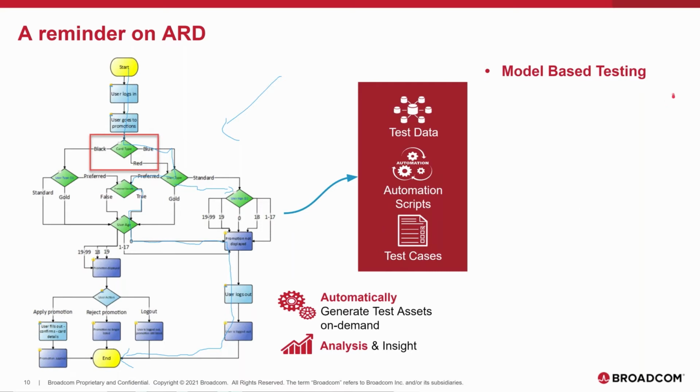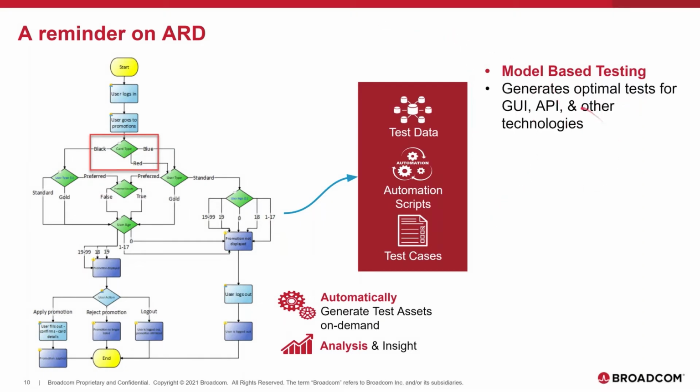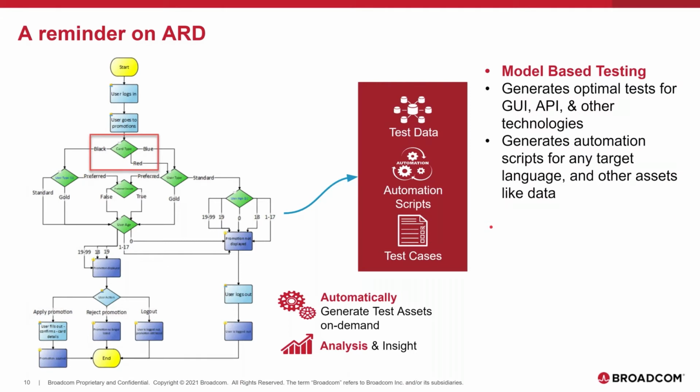But the key, let me just turn off the pen. And so the key thing to understand about this from today's perspective is, with model-based testing, we can generate optimal tests. It could be for the GUI like we're doing today, or it could be API or other technologies. We can generate automation scripts for any particular target language and other assets like data. But because it can be for any language, we often have to provide a configuration, a one-time setup thing. And that's not built in, and then I have to have someone else running the scripts. If we could get BlazeMeter and Scriptless to run these instead, we could have it more built in, and that's exactly what we're going to do a bit later.